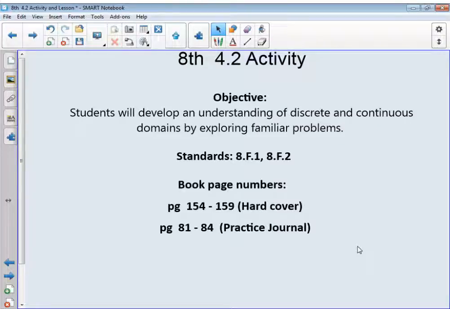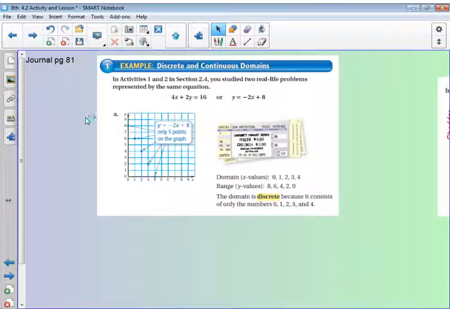The page numbers out of the hardcover book are 154 through 159, and out of the practice journal, pages 81 through 84. So today you're going to need your practice journal for this activity. We'll go through all of the parts together. Okay, today go ahead and open up your books to page 81.